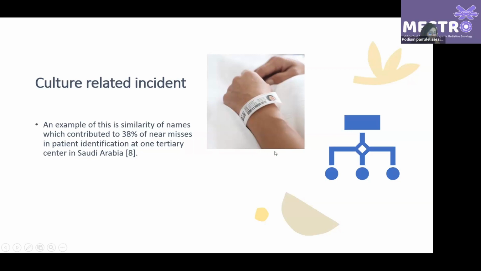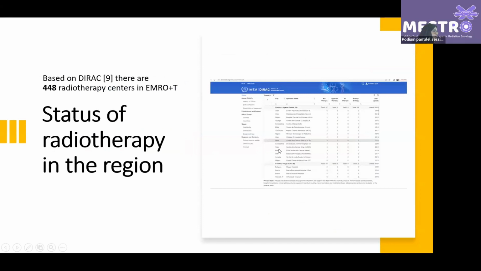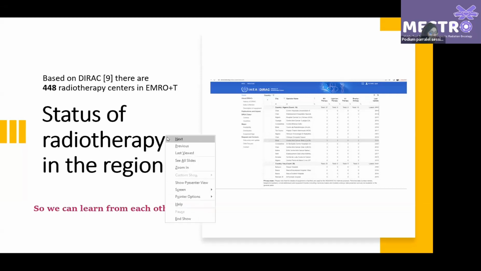So I gathered information from our region because we don't have a system or a platform which we can learn from each other. According to DIRECT, the Directory of Radiation Oncology, on the IAEA website again, the status of radiotherapy in the region: we have 448 centers. This is only for the first center, so can you imagine how many machines we have, how many patients were treated? So, in my opinion, since we are in the same region and have a common culture, we can learn from each other.